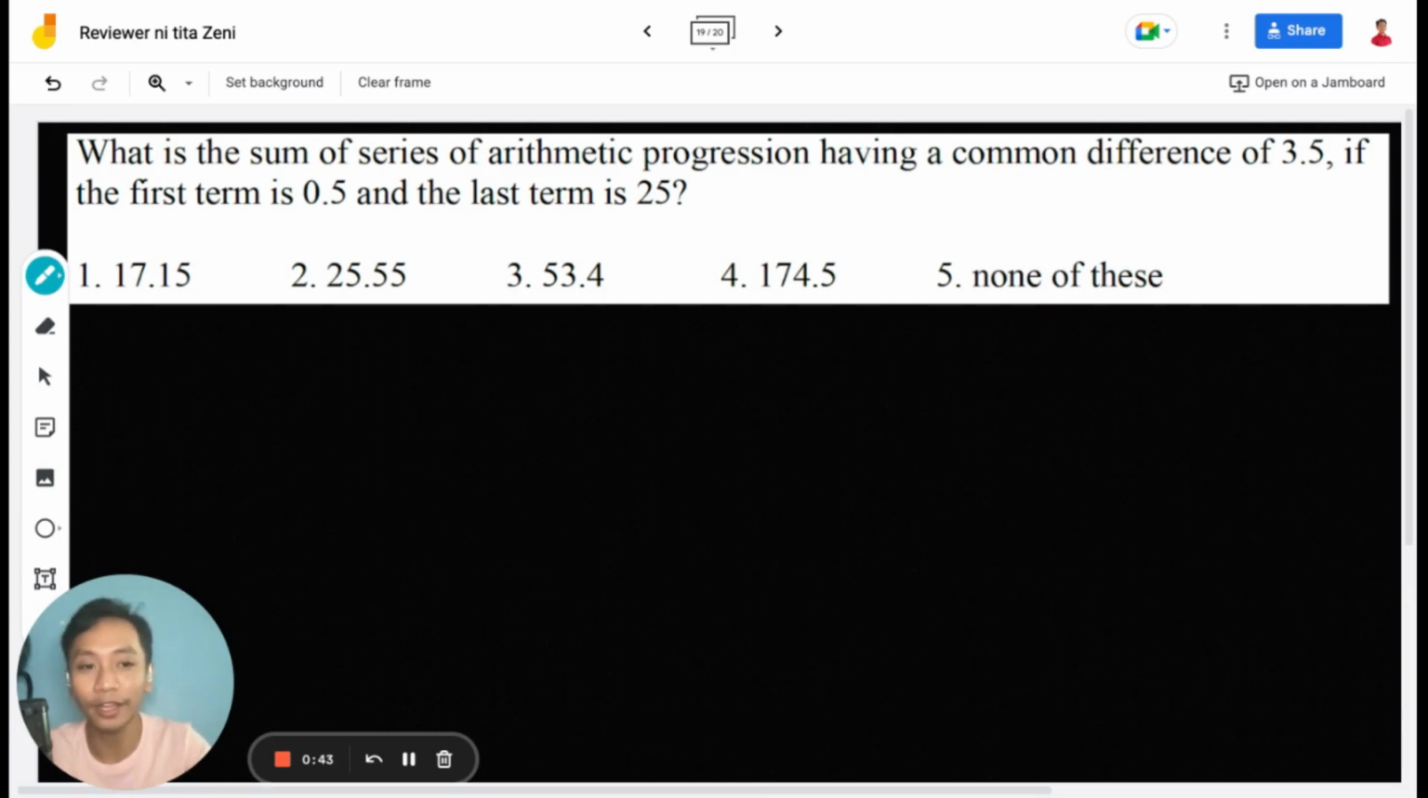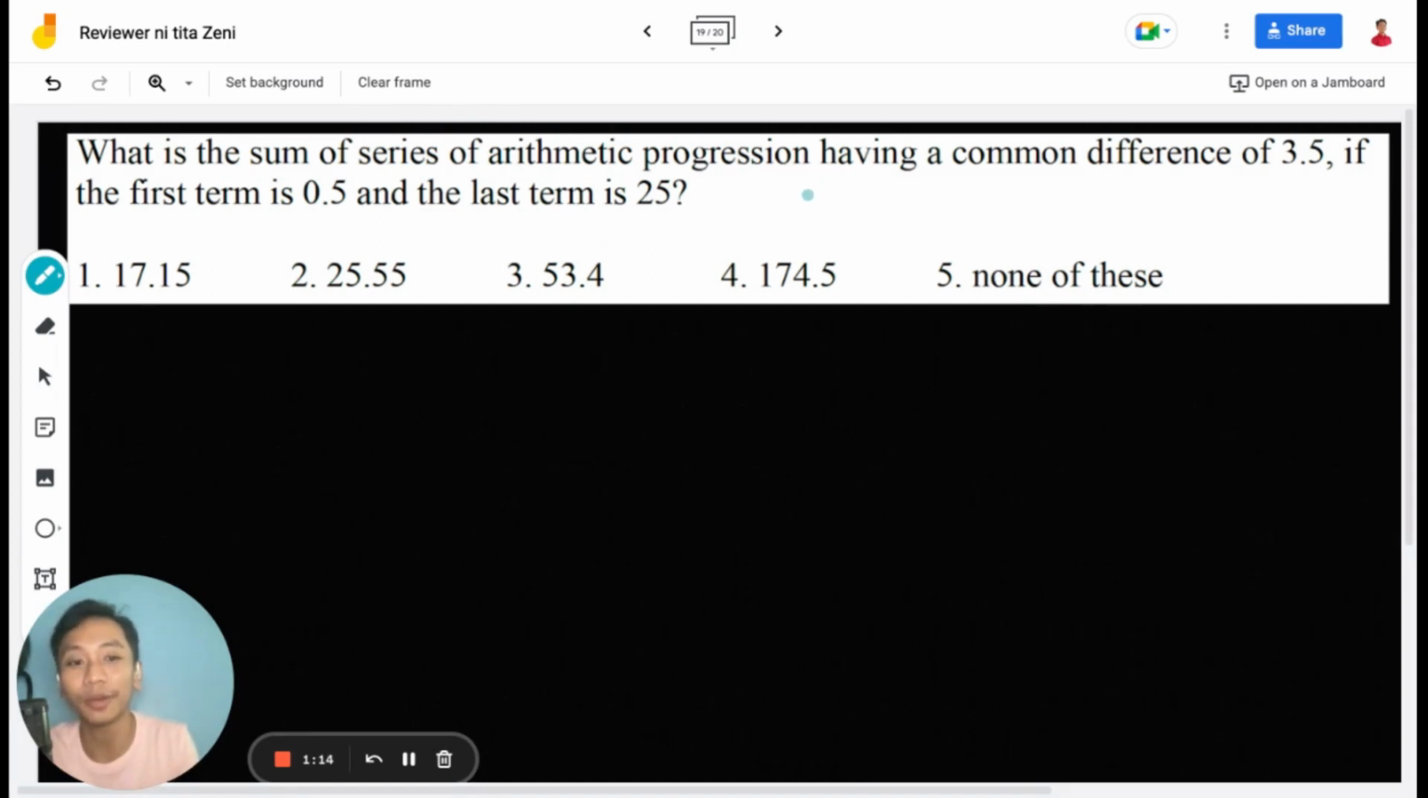So why not solve tayo ng sample problem and allow me to walk you through my thought process habang sinusolve ko siya. So ang tanong ulit, what is the sum of series of arithmetic progression having a common difference of 3.5? Unlock muna natin yung difficulty ha. Sum of series of arithmetic progression. Pag sinabi kasing series, yun na yung sum ng arithmetic progression. So, medyo inaccurate yung paraan ng pag-present ng tanong pero nakuha naman natin yung idea.